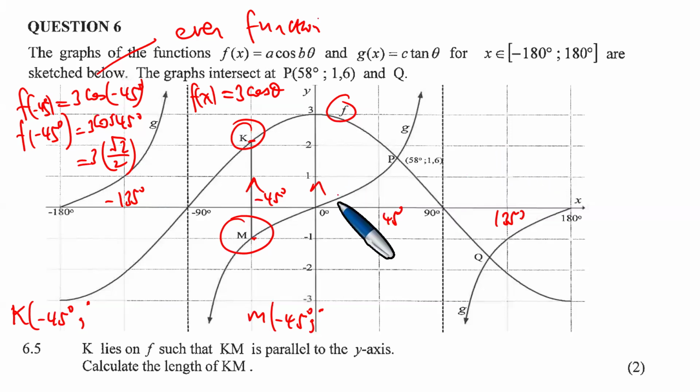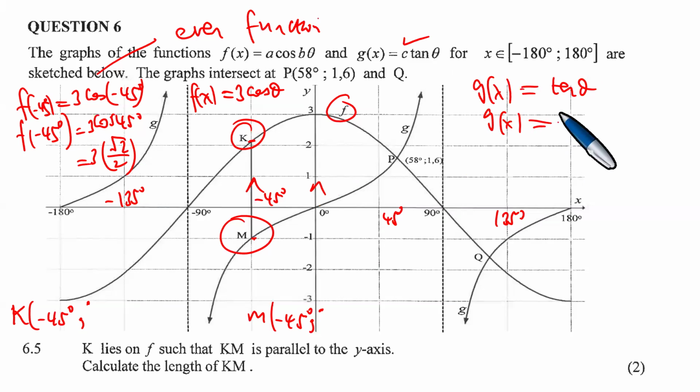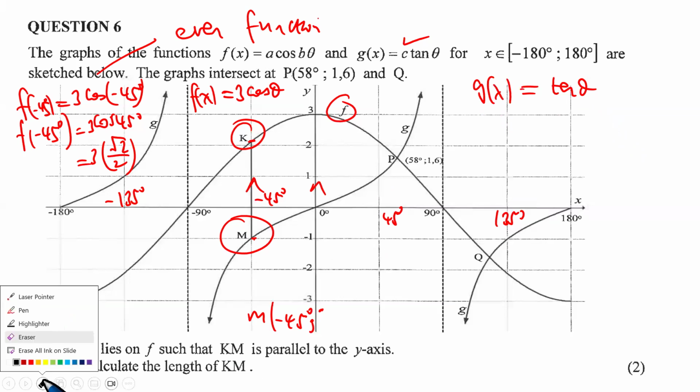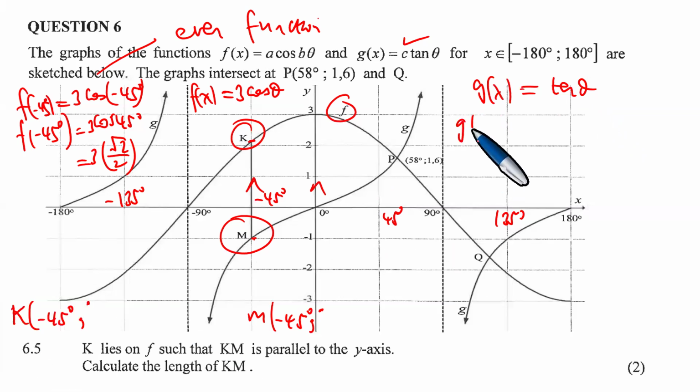Now, for example, you also have the function g. C, we found it to be 1 here, so that it becomes the tan of theta. So g of x equals the tangent of theta, and the theta is actually the same as what? Let's take a theta which is minus 45. So that's what you're going to plug in here. Yes, it's minus 45.